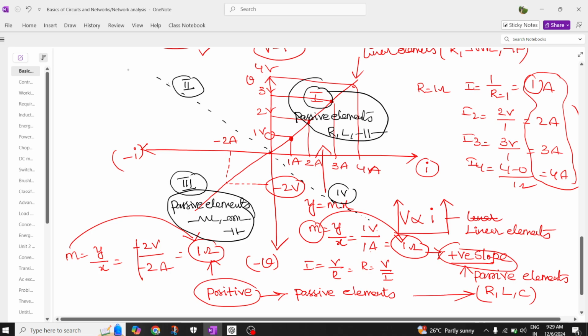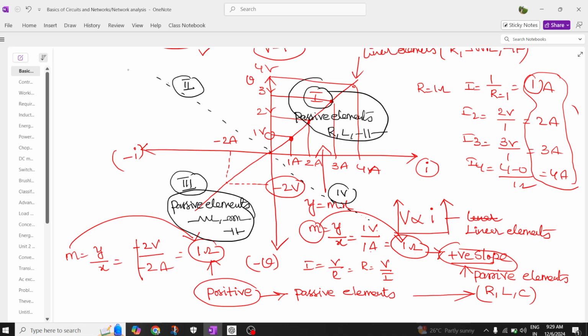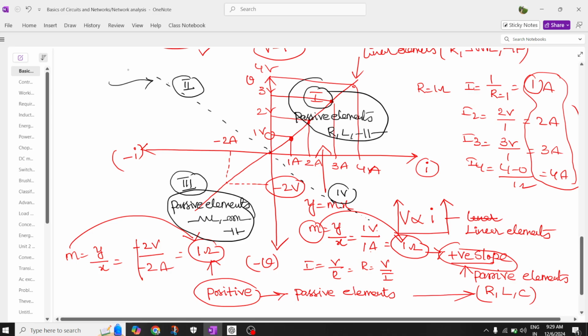So here when you find the slope, if you get a straight line, you can conclude that straight line means these elements are linear elements. All linear elements are nothing but RLC. Now let's try to find the slope here. What is the formula for slope? M is equal to y by x.